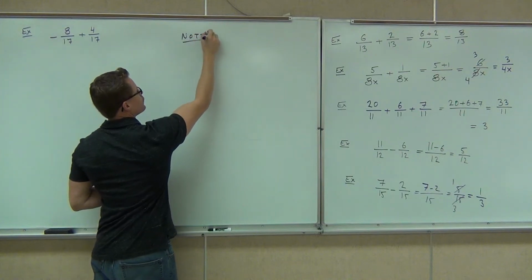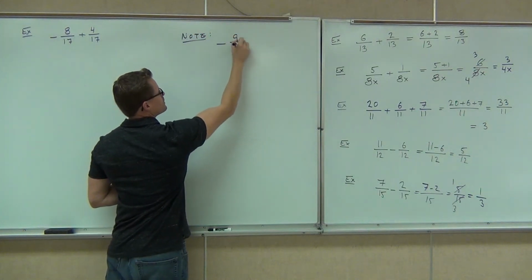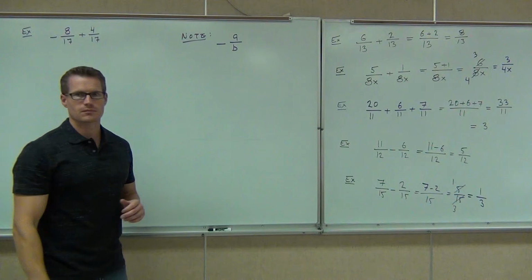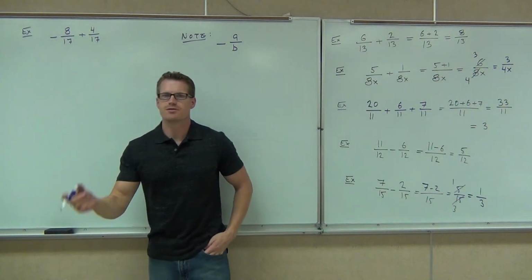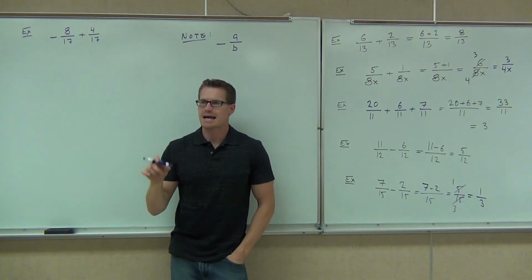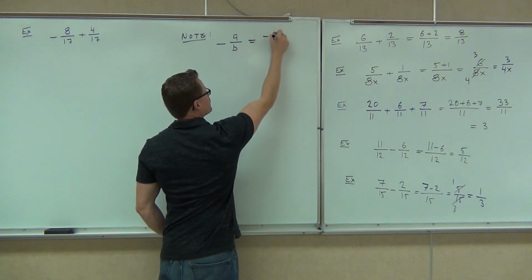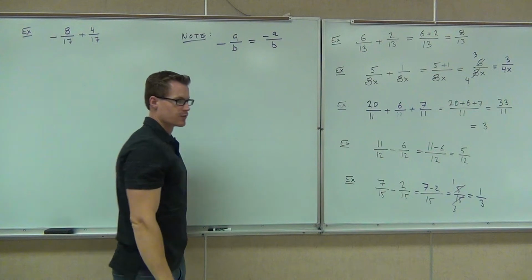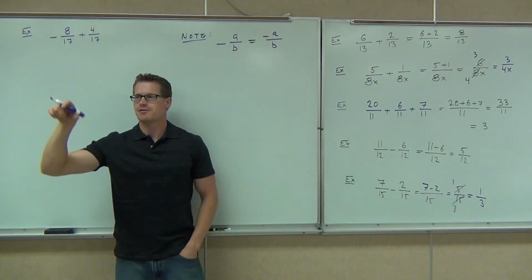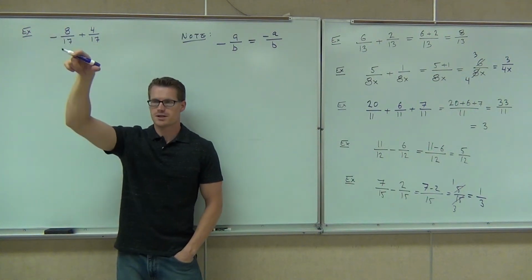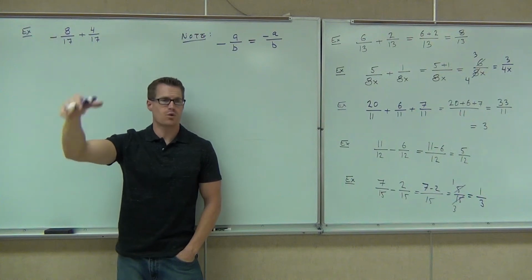Here's a little note for you. If I have negative A over B, negative A over B with that negative in front of the fraction is exactly the same thing as negative A over B. It doesn't matter whether I have the negative out front or on the top or even on the bottom, on the numerator or the denominator.